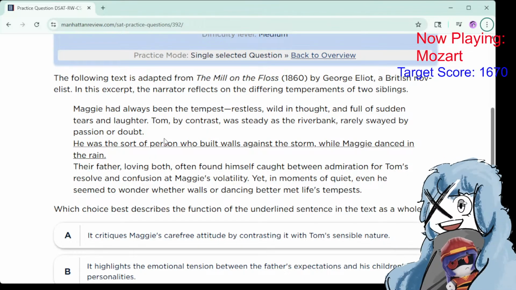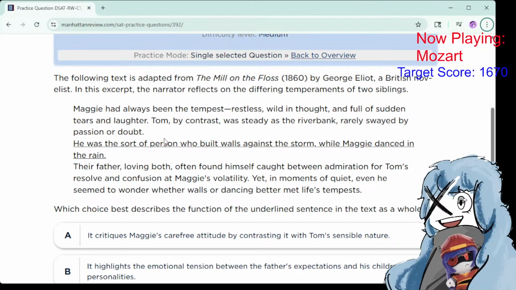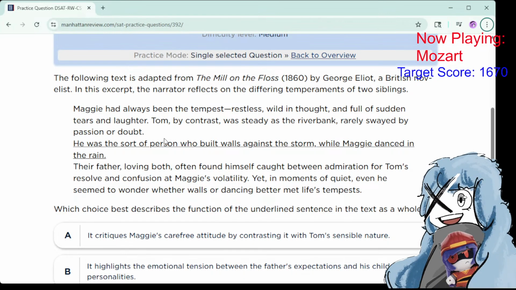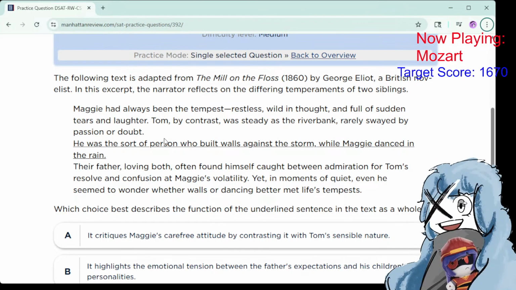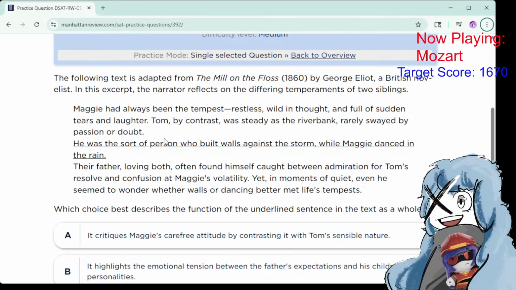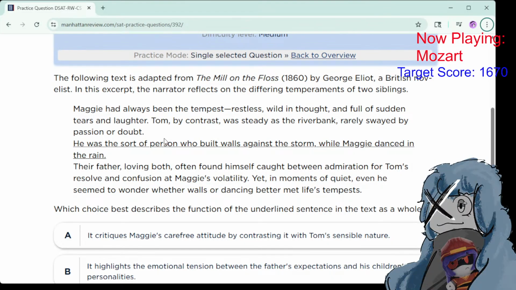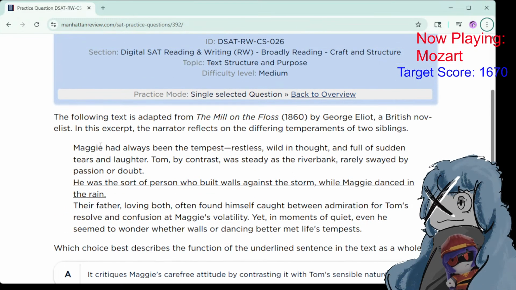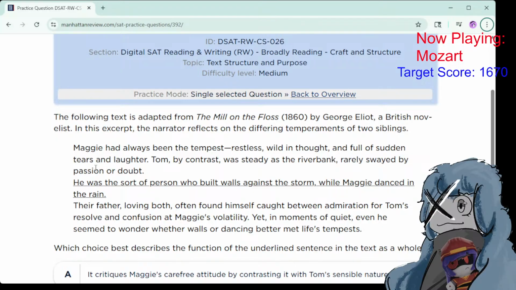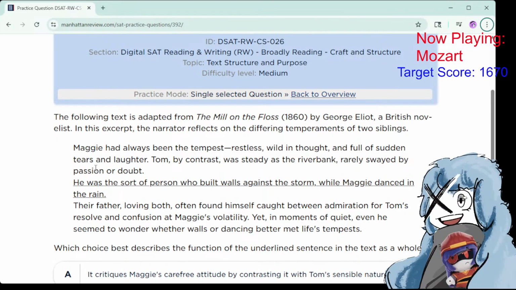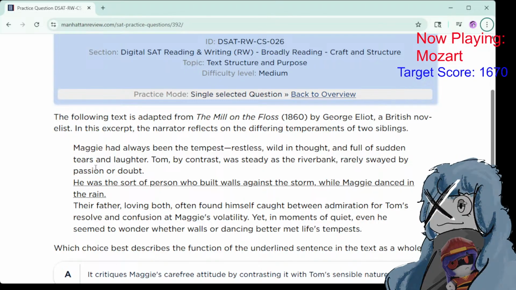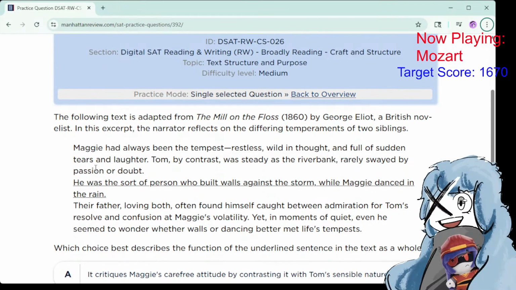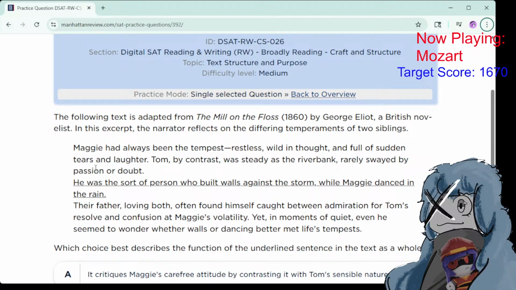The following text is adapted from The Mill on the Floss, 1860, by George Eliot, British novelist. In this excerpt, the narrator reflects on the differing temperaments of two siblings. Which choice best states the main function of the underlying text structure and purpose? Maggie had always been a tempest, restless, wild in thought, and full of sudden fears and laughter. So very erratic, very sudden, very unpredictable.